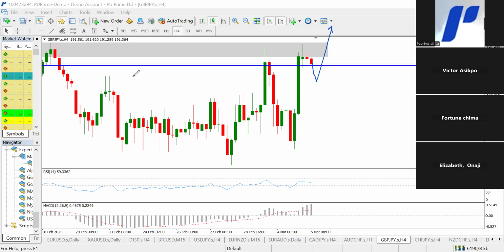Or if you don't know how to do scalping, just wait for a new candle to open above this resistance zone, and price will continue buying afterwards. So the choice is yours how you want to trade this. It could be a short-term sell, but a longer-term buy. So that's my view on the GBP JPY.